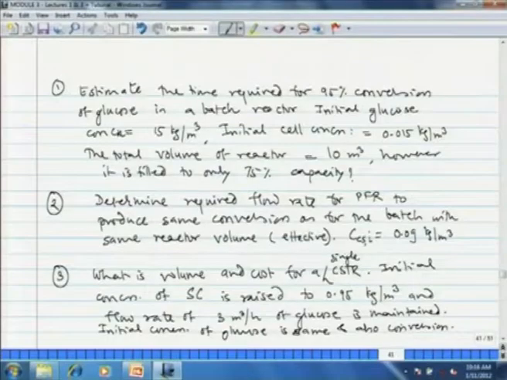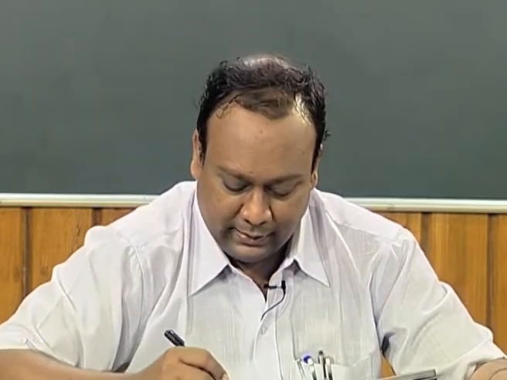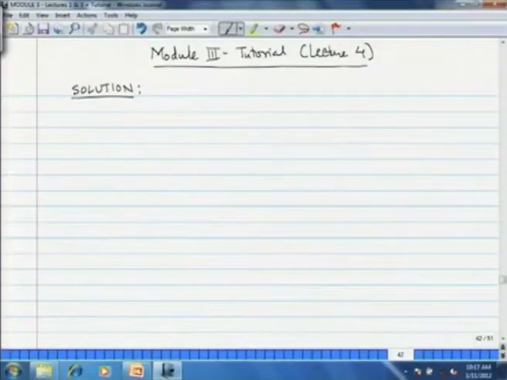And the third question is about converting the same PFR into a single CSTR. The initial concentration of bacteria is further raised almost 10 times to 0.95 kg per meter cube, and the flow rate is maintained at 3 meter cube per hour of glucose. The initial concentration of glucose is the same, and so is the conversion. We have to estimate here the volume and cost of this particular CSTR. Now, let us deal with each of these problems one by one.